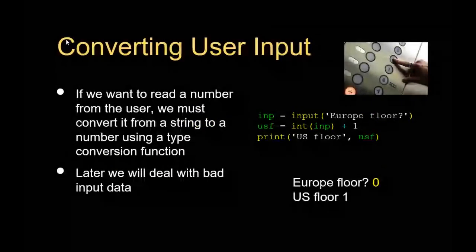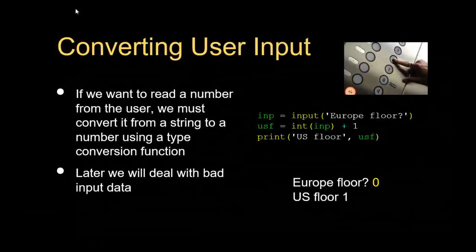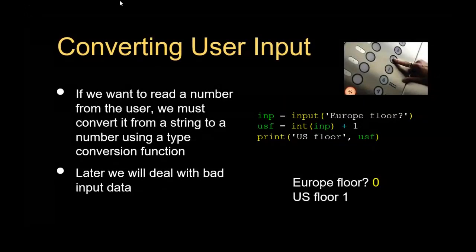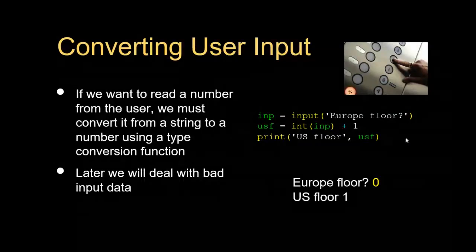We know that whatever we get back from an input is always a string, and we can't add a string to a number. So what if we want an integer? If we want to read a number, we must convert it from a string to a number using a type conversion. Later we'll deal with bad input data. Next week I think we talk about handling errors.